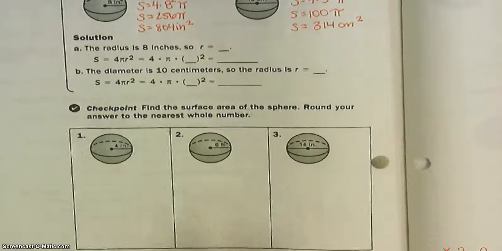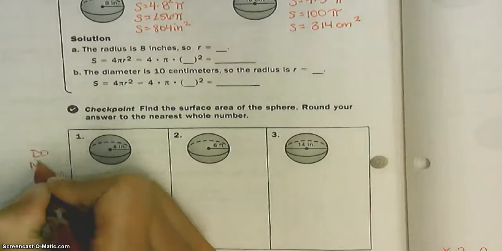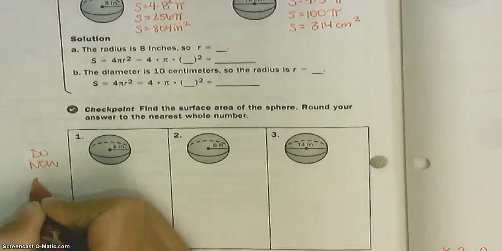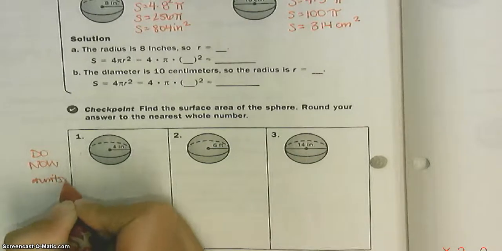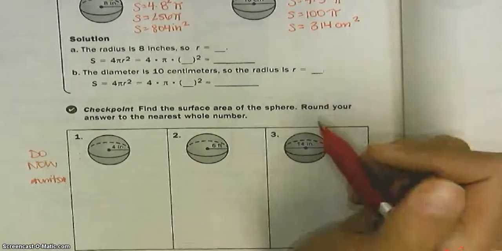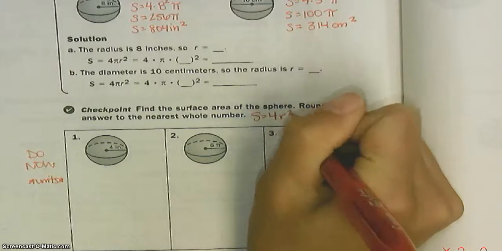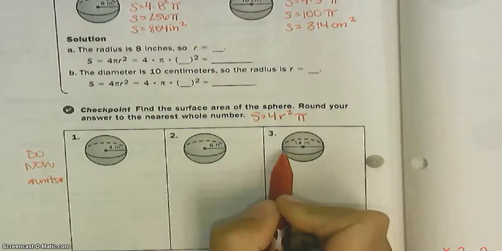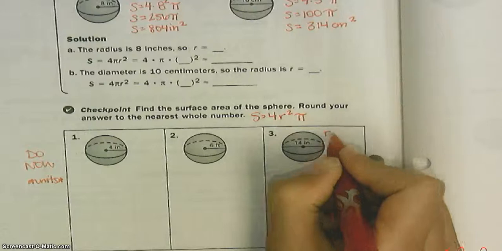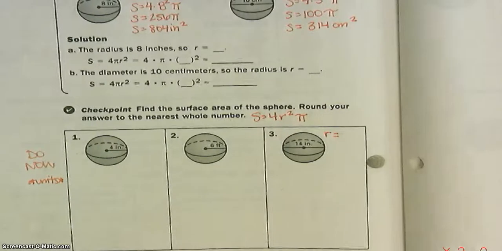Okay, now it's your turn. Do these now. Don't forget your units. This is just like example 1, using the formula 4r squared pi. And notice here they gave you the diameter, so make sure you find the radius first, then put it in the formula.